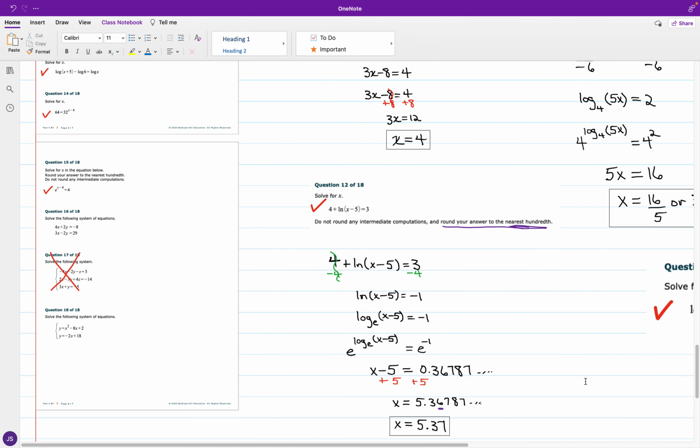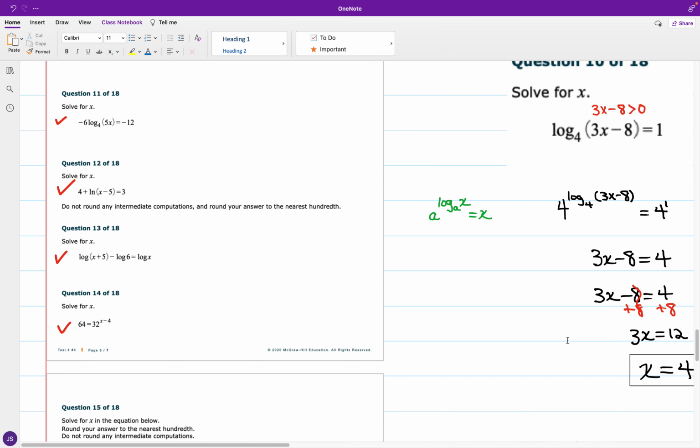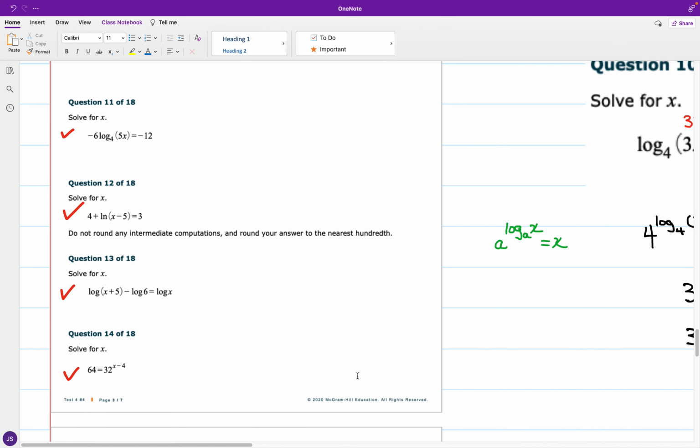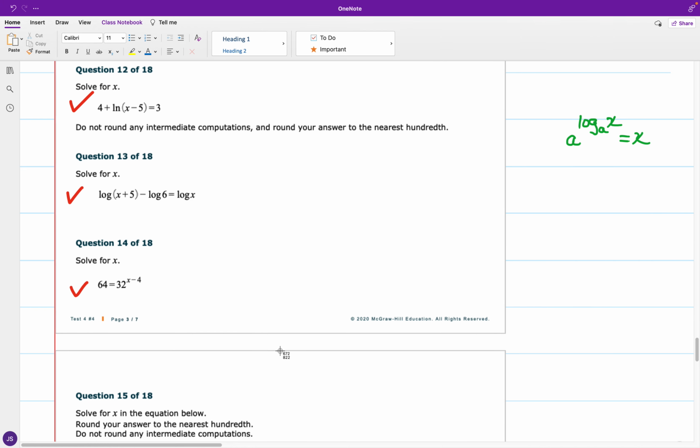Now, making the transition back to working with exponential equations. For number 14, this item can be worked in a couple of ways.